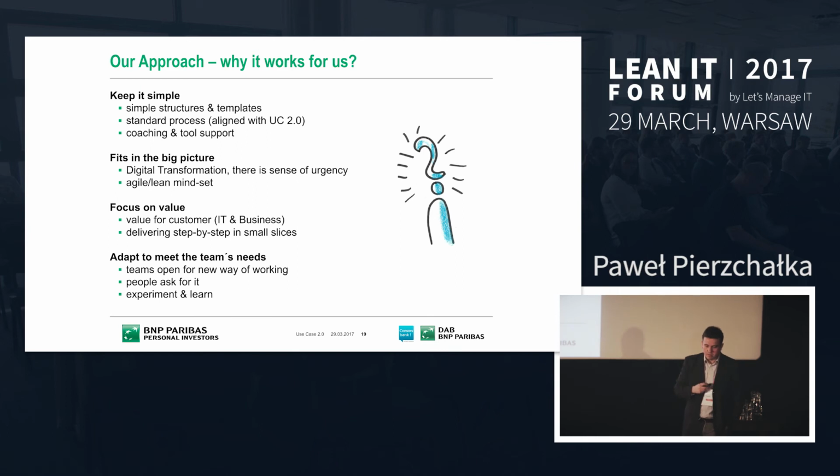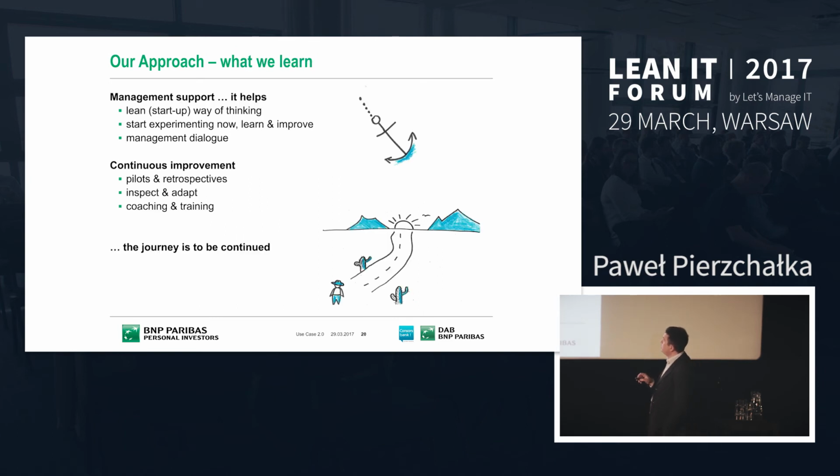On the one hand, teams are open for the new way of working. On the other hand, we are also experimenting and learning with the teams. We are testing the process, and we are doing it in common workshops. Last but not least, there is also management support, and it helps. There is a lean startup way of thinking in our organization. For example, start experimenting now, learn and improve.